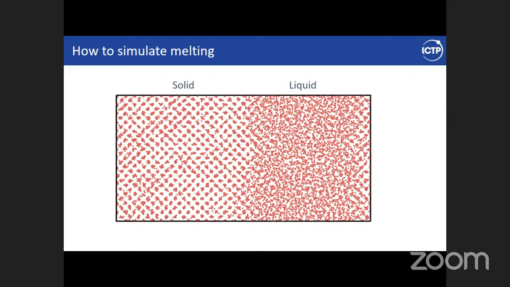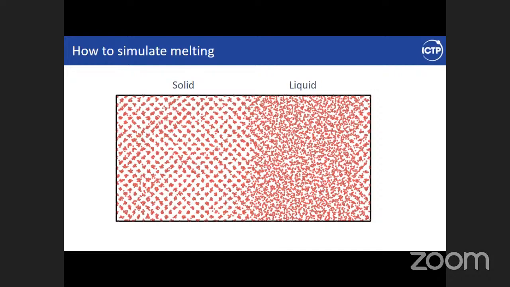So what you do is essentially you tune your temperature in your simulation until this interface remains more or less in equilibrium. That is exactly the same situation you have when you have ice and water in a glass at 0 centigrade. They just remain there at equilibrium. So this is a standard way in which we calculate melting in a molecular dynamics simulation. There are, of course, other methods, but this is the main one, essentially.